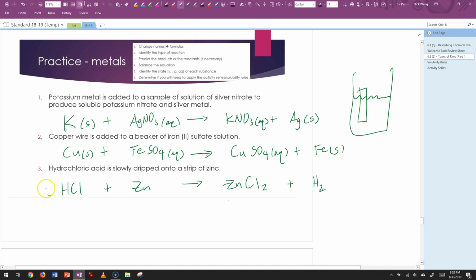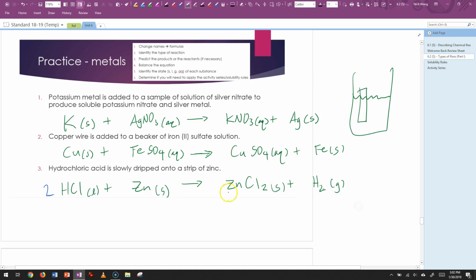So HCl, it says it's slowly dripped onto it. That means it's going to be a liquid. Right? Zinc, Zn, this is going to be a solid, right? It's a metal, strip of zinc, it's going to be a metal. ZnCl2, that's going to end up being a solid. We'll talk about that in just a moment. And then H2, that's going to be gas.